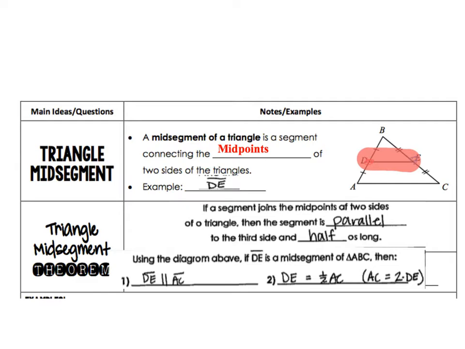So what is the triangle mid-segment theorem? It says that if we join the midpoints of two sides of a triangle, then the segment is parallel to the third side. So take a look up here at DE. If this is the mid-segment, it's parallel to the third side, so DE and AC are parallel. And guess what? It's half as long. So if AC is 10, then DE is 5. If AC is 20, then DE is 10. So what does the theorem say? It's going to be parallel. The mid-segment is parallel to the third side, and it's also half the length.